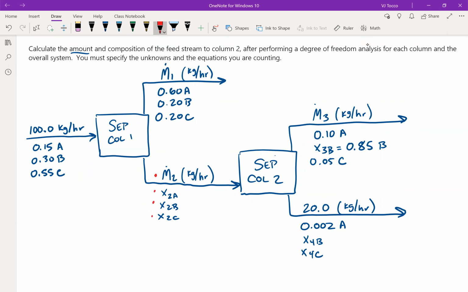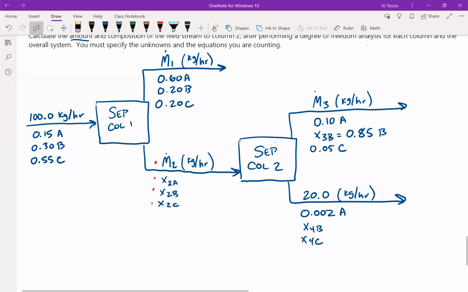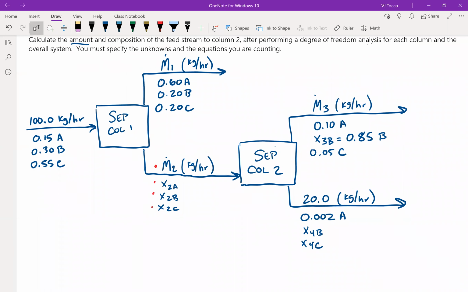Now, most of you took MEB with me, so you know how much emphasis I placed on degree of freedom analysis. Do not forget how important these are and how much time they can save you. If you don't do a degree of freedom analysis and you just start solving, you might try to solve a system that is not solvable, and you'll get frustrated and want to give up. So let's do a degree of freedom analysis around the first column.